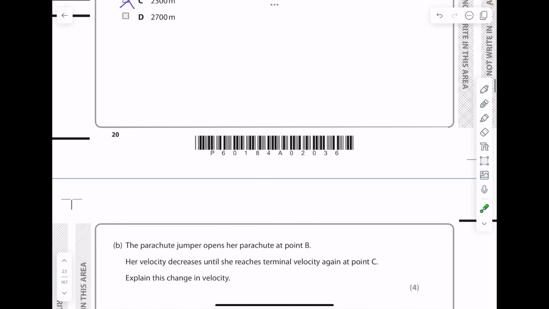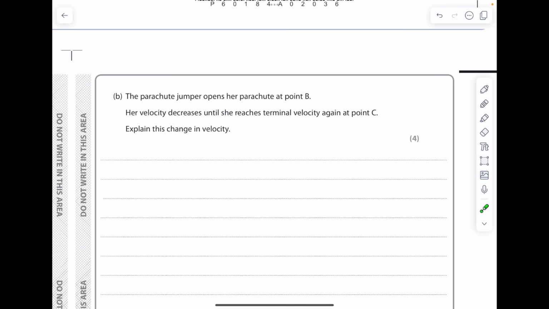So there's point C. So as I was saying, as she opens the parachute, what happens is the air resistance massively increases due to that larger surface area provided by the parachute. And as a result, her air resistance will be greater than the weight. Therefore, there'll be an upwards resultant force, meaning that her speed slows down. In effect, she decelerates. And then because she's going slower, there will be fewer air molecules colliding with her per second, meaning the air resistance will decrease. So eventually you'll get a new situation where a new terminal velocity is achieved and her resultant force becomes 0 again due to air resistance equaling weight again.